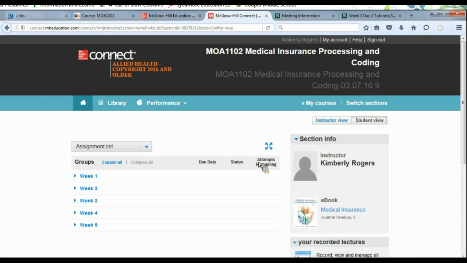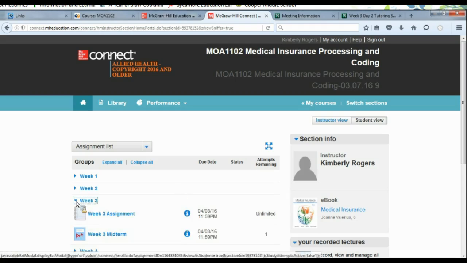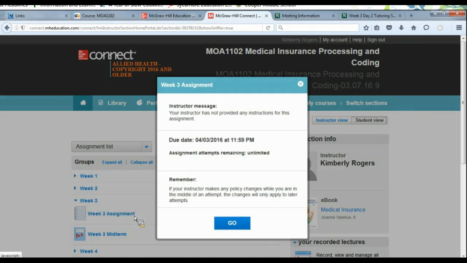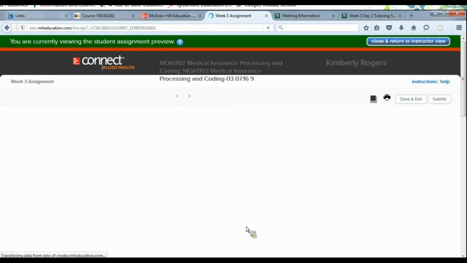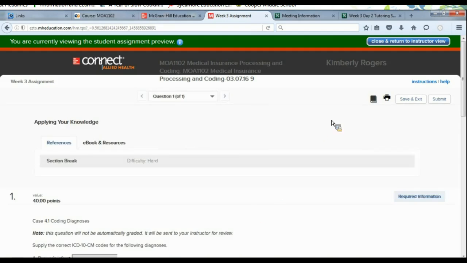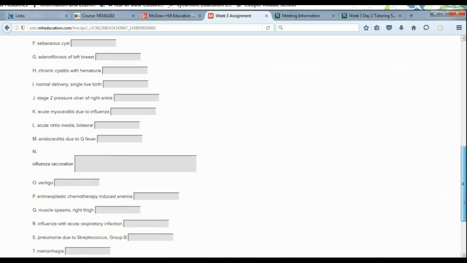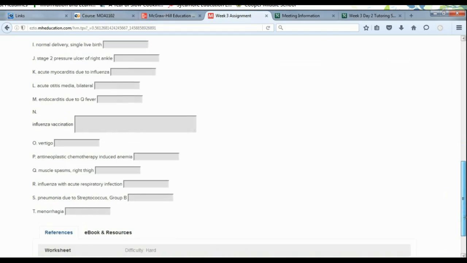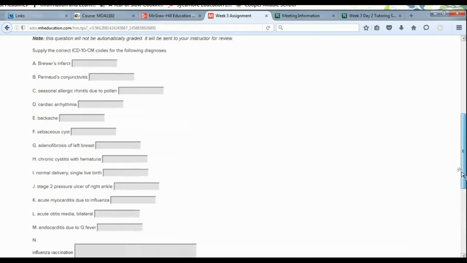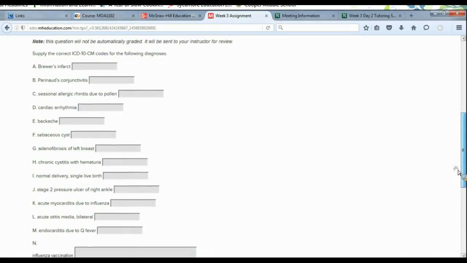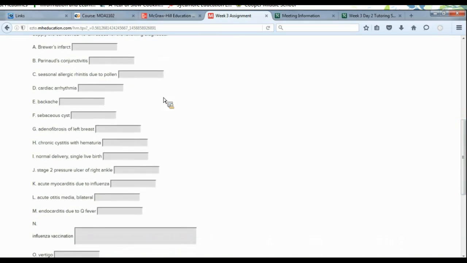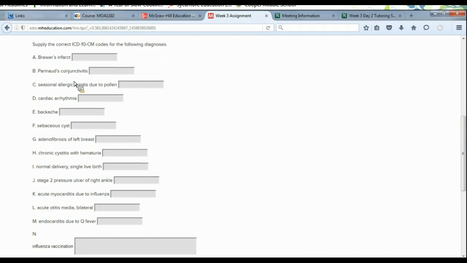In week 3 already. Time is flying. So, the week 3 assignment via Connect. It was just one question regarding codes. For letter A, finding the ICD-10 code, the correct code for the following diagnoses.